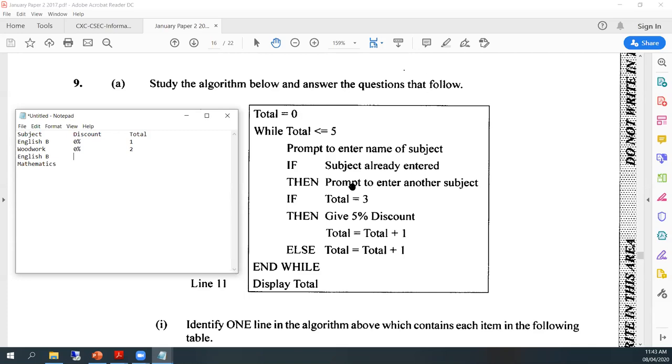So in this case, for English B, the discount is equal to 0%, and the total remains as two. And mathematics now, they enter mathematics. Is the total equal to three? No, so the discount for mathematics again is 0%, and the total is now equal to three. Everybody okay with that?